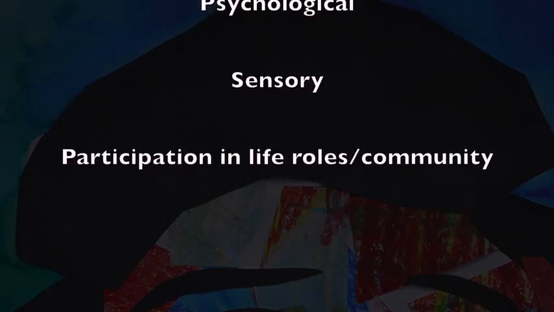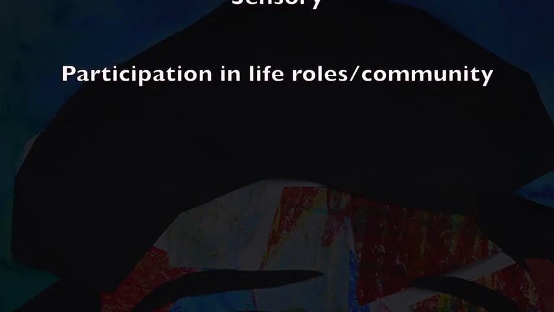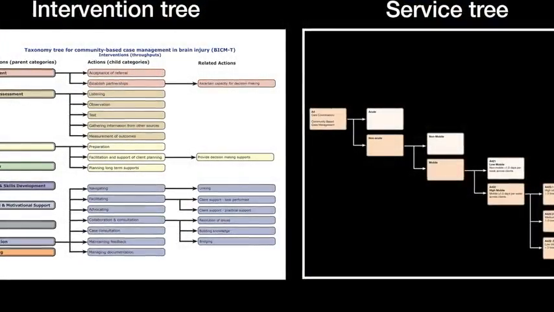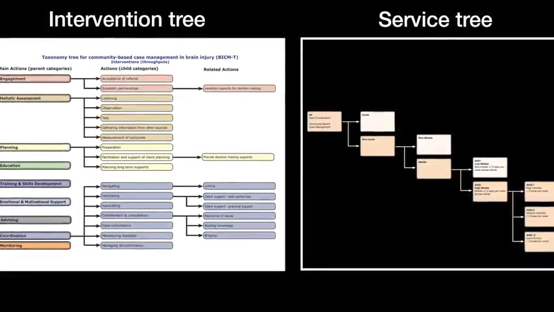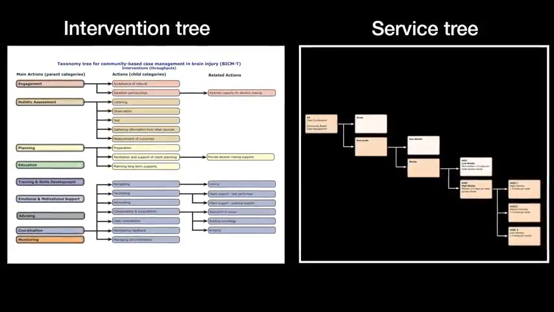If the taxonomy was fit for purpose for case management with brain injury, this complex health condition, it was likely to be fit for purpose for many or any other health condition. For the taxonomy, we used the model of case management that was person-centred and community-based. The case management taxonomy has 2 trees, an intervention tree and a service tree, 2 related tables which provide the definitions for each tree, plus there's a glossary of all the terms and components.